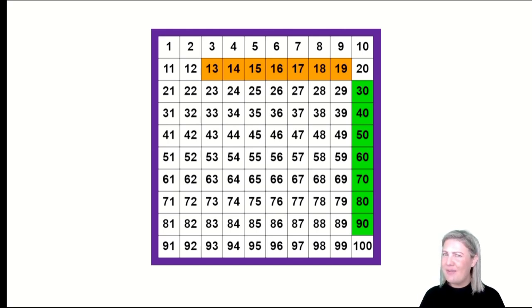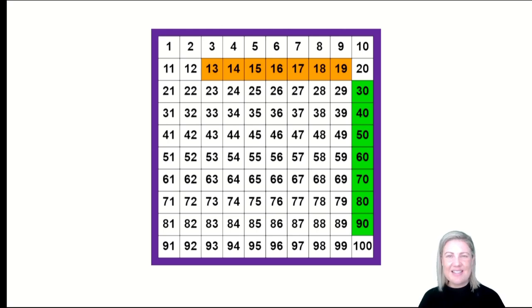I noticed the same thing about 15 and 50. They start with the sound as well. 16 and 60, they start with the same sound. 17 and 70, they start with the sound. 18 and 80 start with the same sound as well. And the same for 19 and 90.